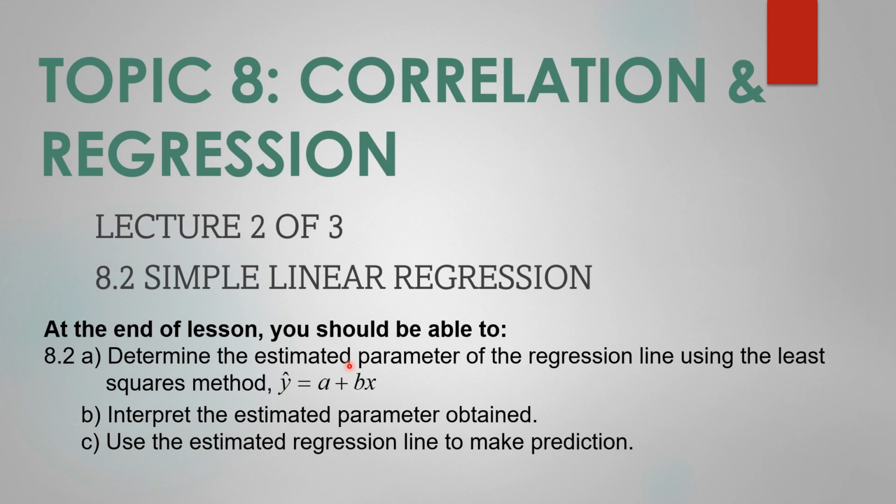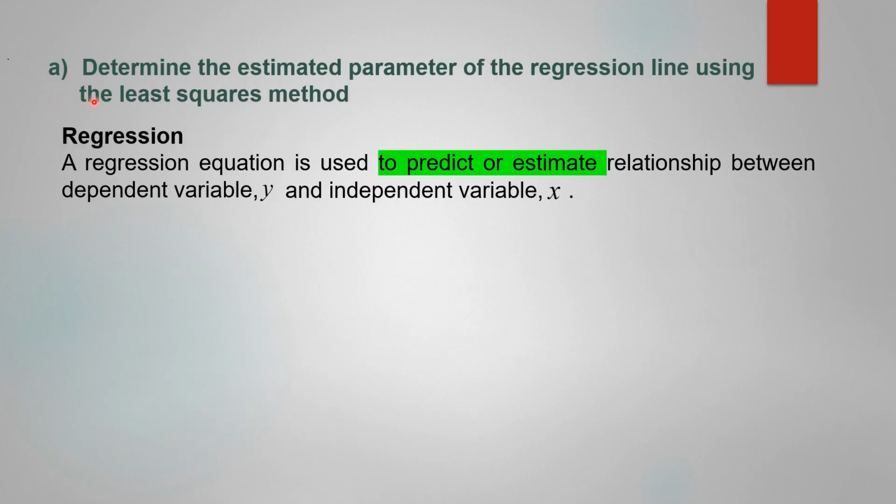At the end of the lesson, you should be able to: A. Determine the estimated parameter of the regression line using the least squares method, y hat equals a plus bx. B. Interpret the estimated parameter obtained. C. Use the estimated regression line to make prediction. In part A, we need to determine the estimated parameter of the regression line using the least squares method.